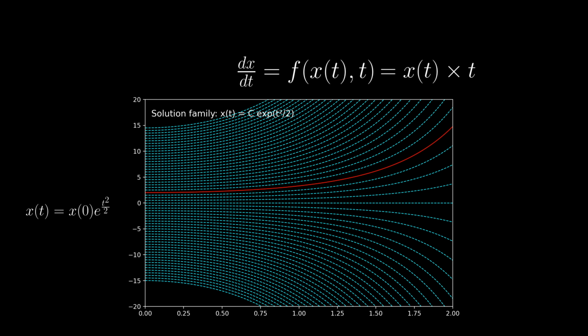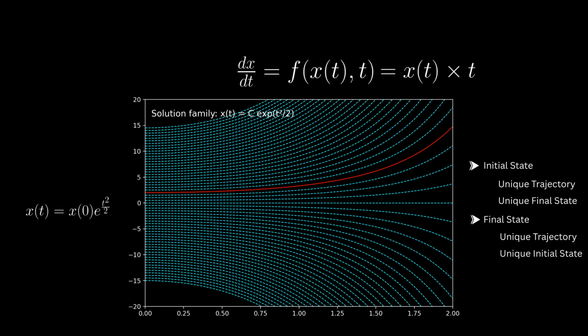Two key observations stand out. The first is that the family of solutions fills the entire space, so every point in space lies on some trajectory. The second is that the solutions never overlap, which means each point in space will lie exactly on one trajectory. So given an initial state, the ODE determines a unique trajectory and a unique final state. And conversely, given a final state, there's a unique trajectory and initial condition that leads to it.